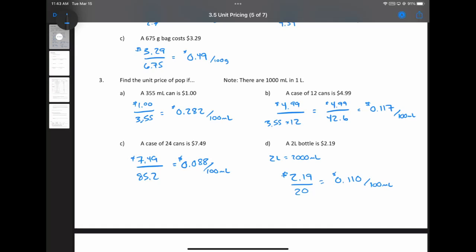Okay, so that's basically how we approach these. If it's discrete items, just do the cost per item. If it's food, let's do it per 100 grams. And if it's liquids, beverages, let's do it per 100 milliliters.